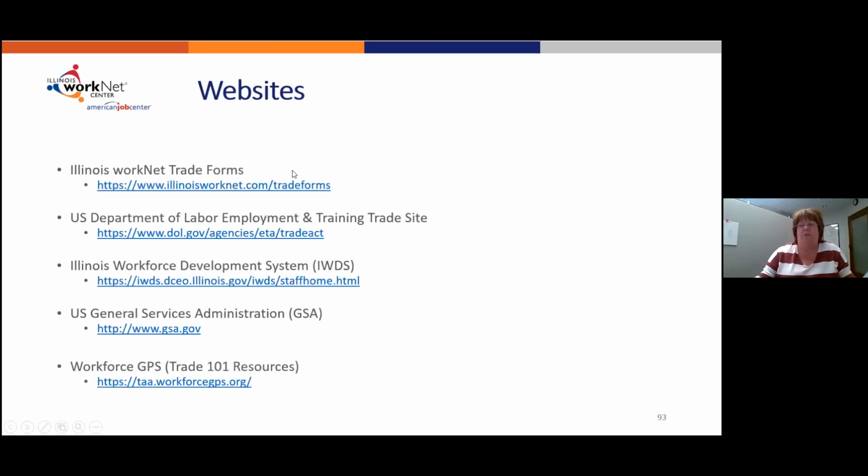Here are some websites, the trade forms. You will see on this trade form website, there are some videos and stuff that are out there as well that they have added to that page. So the forms are down lower on the page. Here's the Department of Labor Employment and Training trade site. There's IWDS, the GSA. So when you need to look up the per diem and mileage rates for someone, and Workforce GPS, this site has a lot of great Trade 101 resources that DOL has put together. And I mean, I encourage you to go to that site and look over some of that information. It's very great.